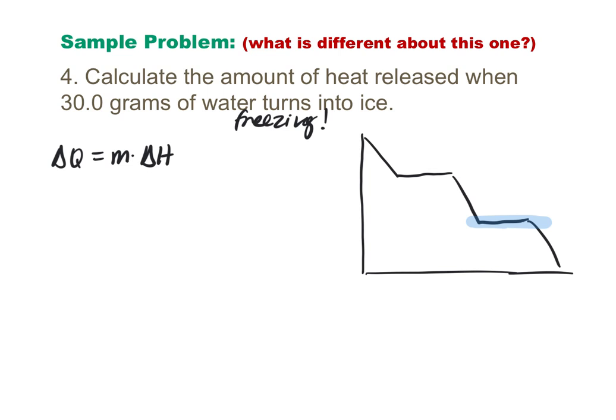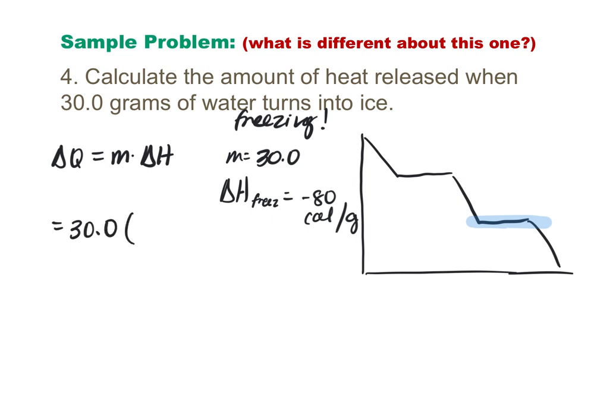So m is going to be 30 grams, and delta H for freezing, which is what I'm doing, is negative 80 cals per gram. So it's negative because it's losing heat. And again, those values are always going to be given to you. You don't have to memorize them. So you just have to plug in your numbers. 30 times negative 80 equals negative 2,400 calories. So that's how much heat is released from the system.